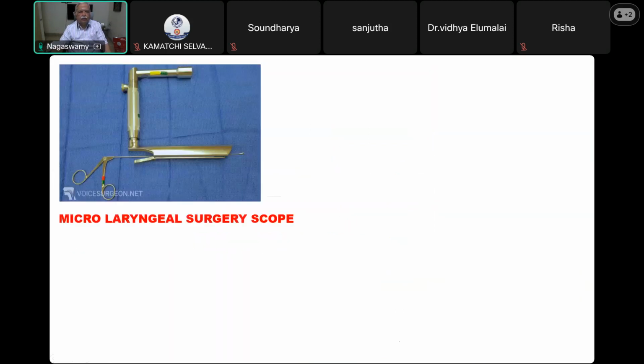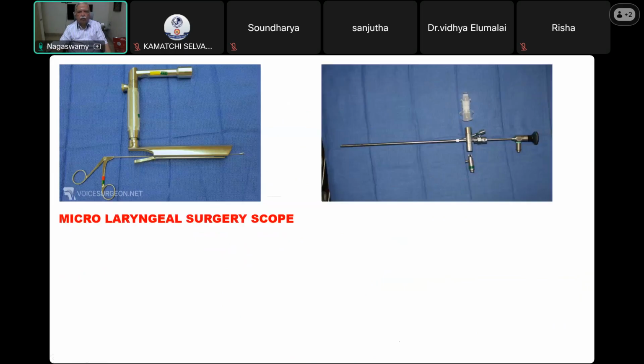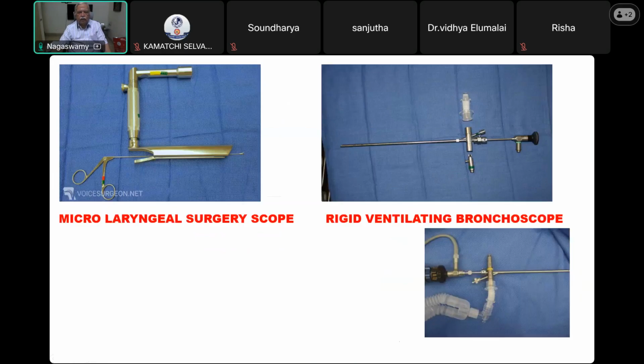And this is the nitrolaryngeal surgery scope. This is the rigid ventilating bronchoscope. The breathing circuit is attached to the ventilating bronchoscope, to the side port.